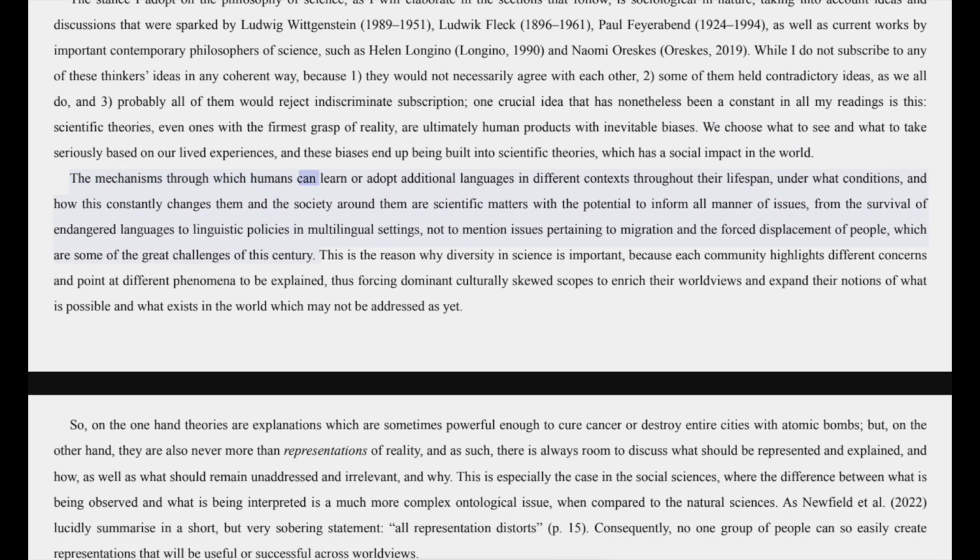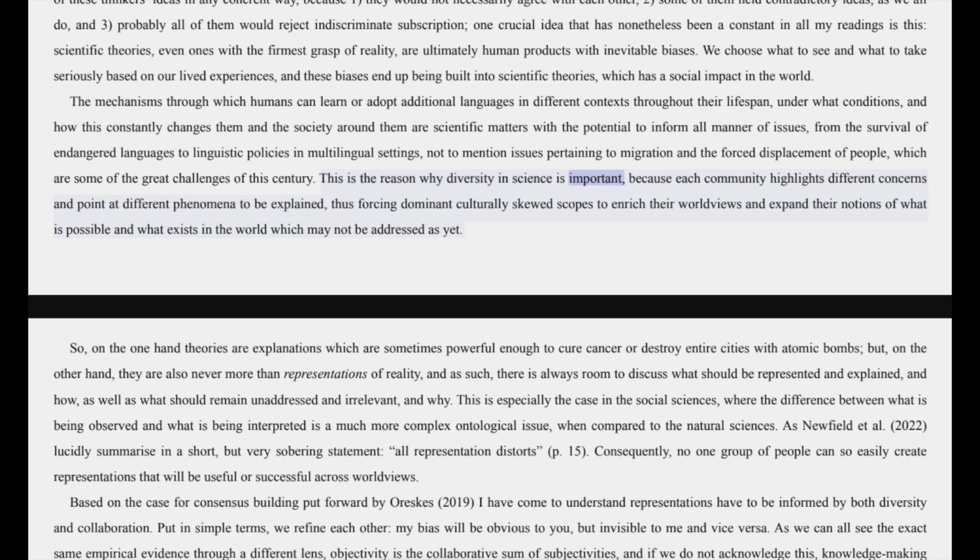The mechanisms through which humans can learn or adopt additional languages in different contexts throughout their lifespan, under what conditions, and how this constantly changes them and the society around them, are scientific matters with the potential to inform all manner of issues, from the survival of endangered languages to linguistic policies in multilingual settings, not to mention issues pertaining to migration and the forced displacement of people, which are some of the great challenges of this century. This is the reason why diversity in science is important, because each community highlights different concerns and points at different phenomena to be explained, thus forcing dominant, culturally skewed scopes to enrich their worldviews and expand their notions of what is possible, and what exists in the world which may not be addressed as yet.